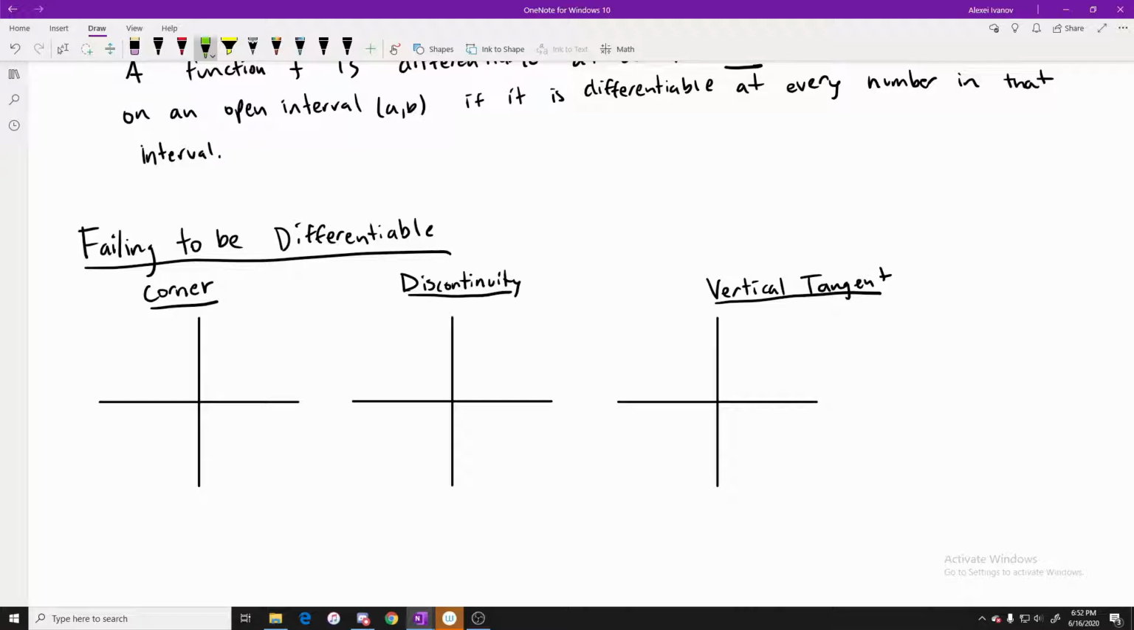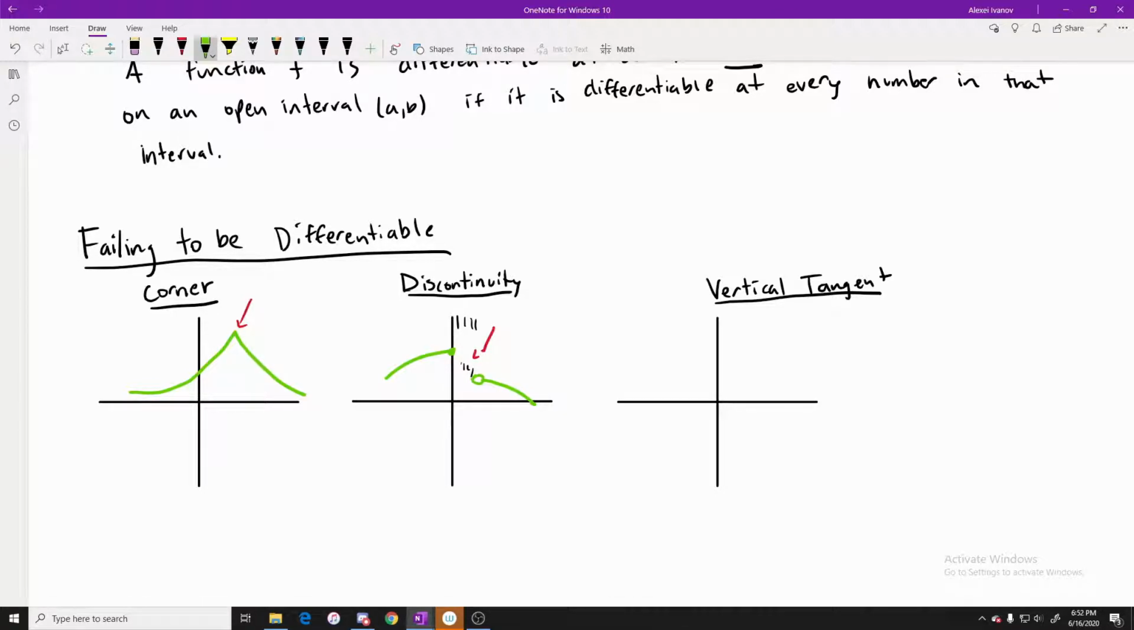So the corner, if we had a function that went something like this, at this point right here, let me mark it in red, it would not be differentiable because it goes to a corner. A discontinuity is pretty obvious, but if we had a function, let's say it ended right here, and then it made this jump, and all of a sudden it started up again over here. So we have all this in-between area that's not accounted for, and the function would not be differentiable at these values.